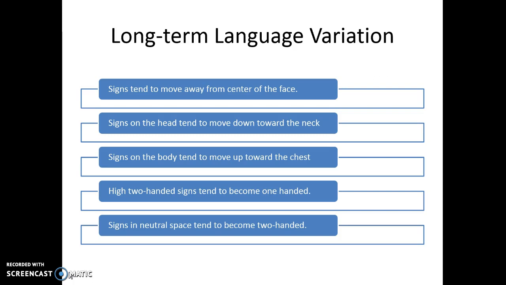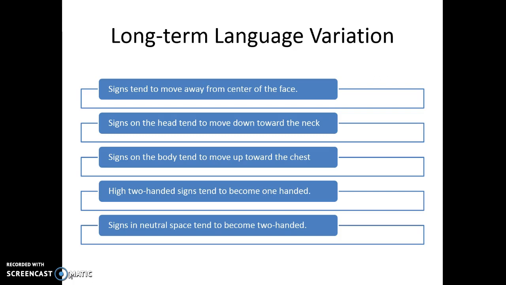We also notice that over time, sign language has changed. Some characteristics that we found in the changing of signs are that signs tend to move away from the center of the face. Signs like C, which used to be made over the two eyes, have moved to the side of the face. Think has likewise moved from the center of the forehead to the side of the forehead.